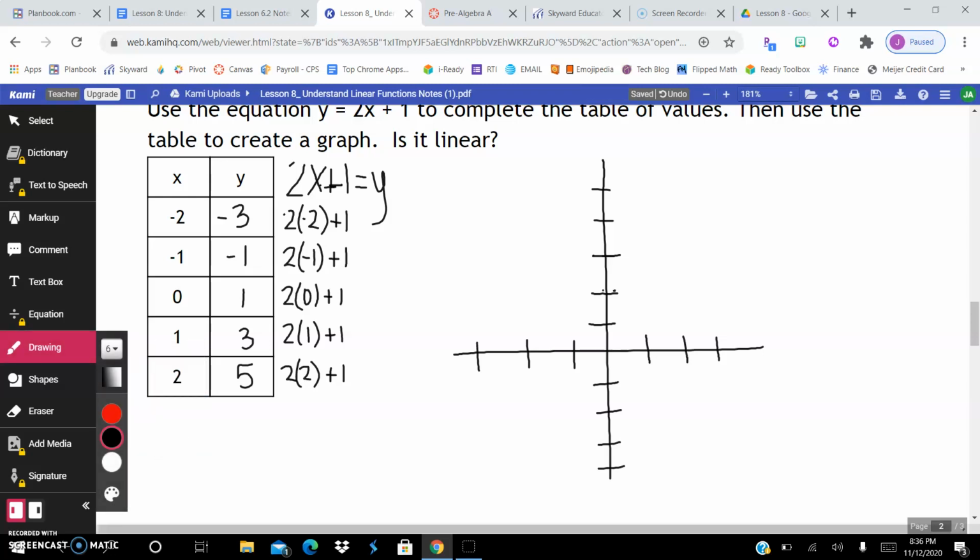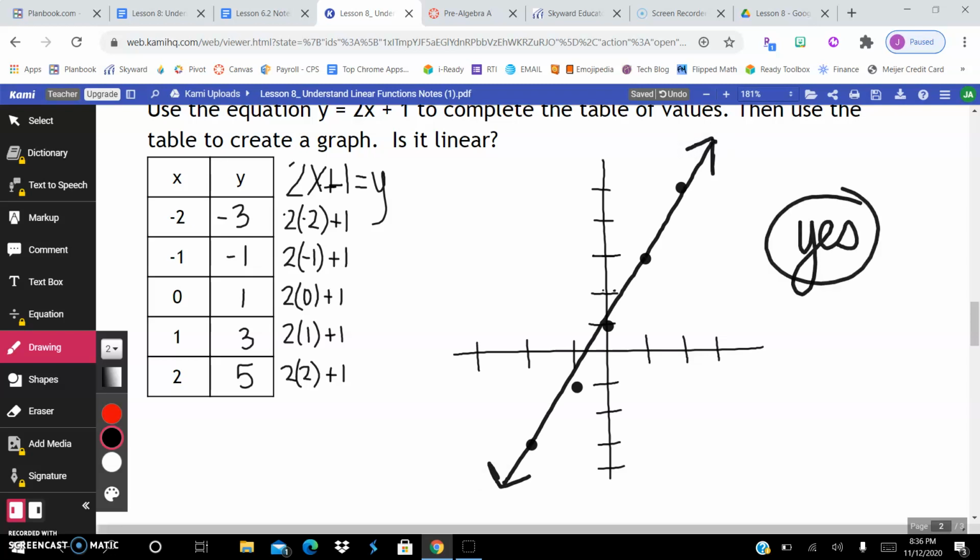So (-2, -3), (-1, -1), over 0 up 1, over 1 up 3, and over 2 up 5. So yes, this is a straight line. So this is a linear function.